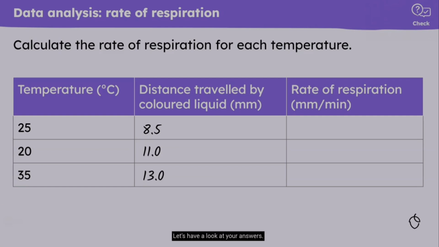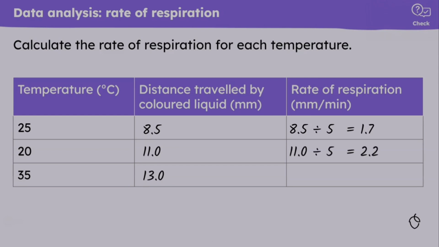Let's have a look at your answers. So for 25 degrees Celsius, you should have done 8.5 divided by 5, because the peas were left to respire for 5 minutes, and that equals 1.7. For 20 degrees Celsius, 11 divided by 5, 2.2. And then for 35 degrees Celsius, 13 divided by 5, 2.6. Great job if you got that right.